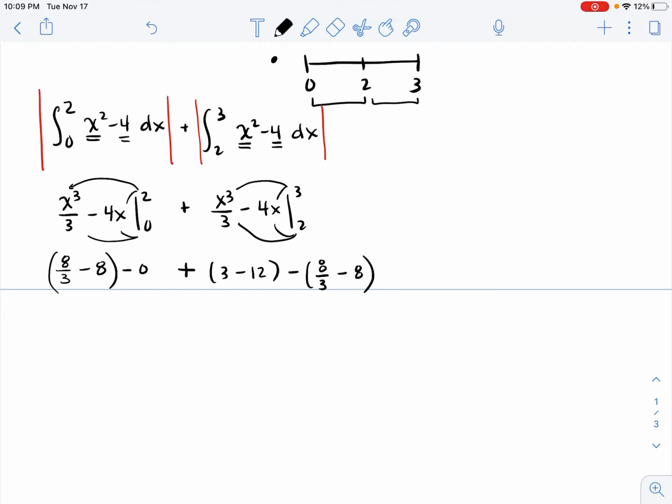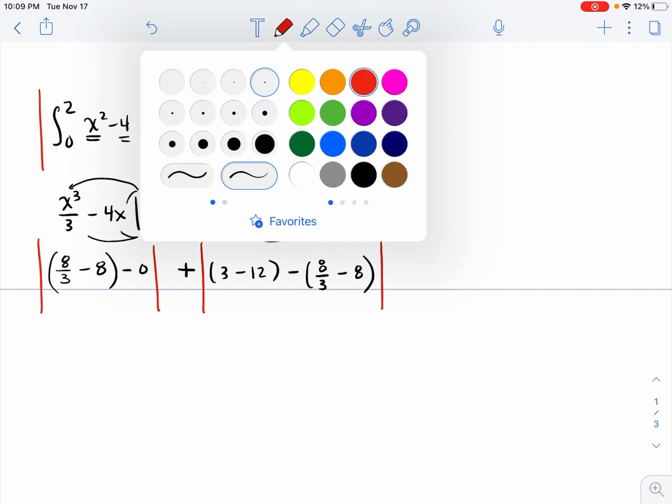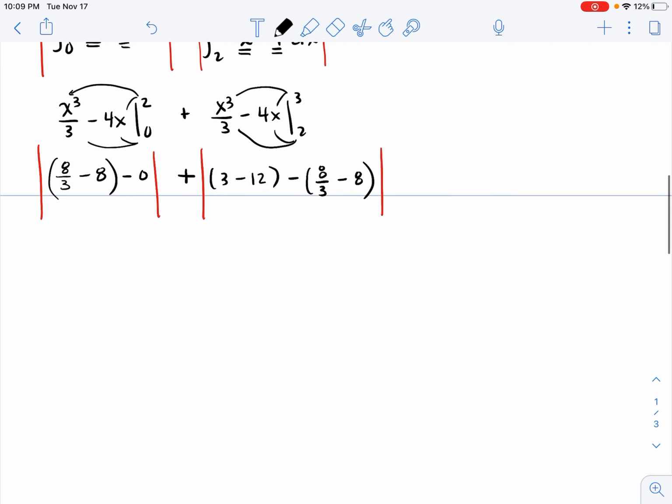Okay, now you guys look. I can't just go and start adding these guys together, because remember, I have to take the absolute value of each answer. So sadly, I'm going to have to find each answer here, take the absolute value, and then add them together. Okay, so let's go ahead and do that. Ready?